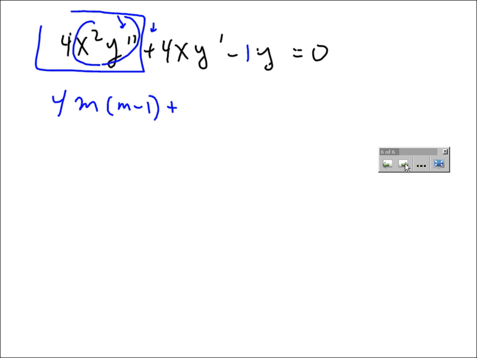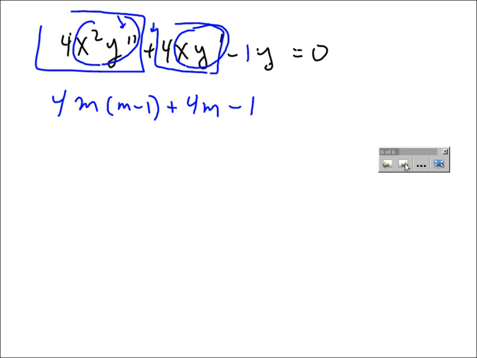Plus, says plus this. And we circle the x to a power times the y prime. And we just have 4 left. And since the prime is 1, just write down one number, minus 1.